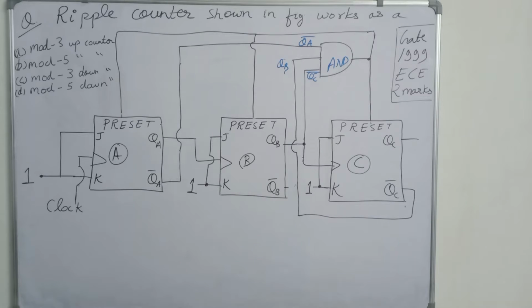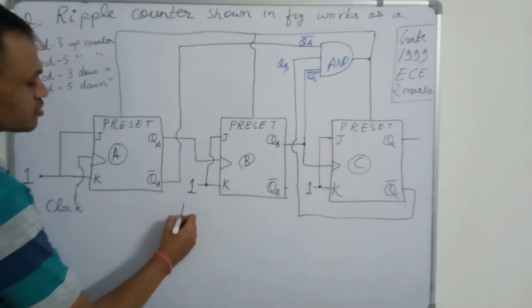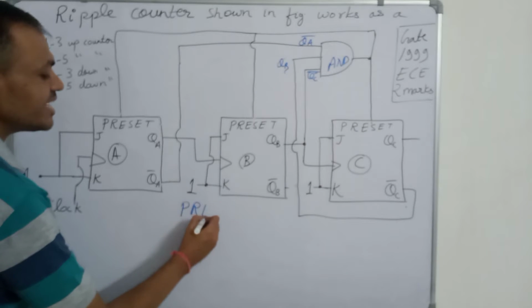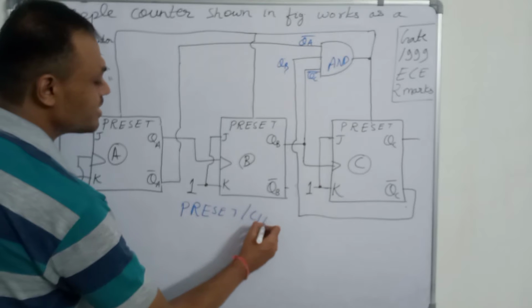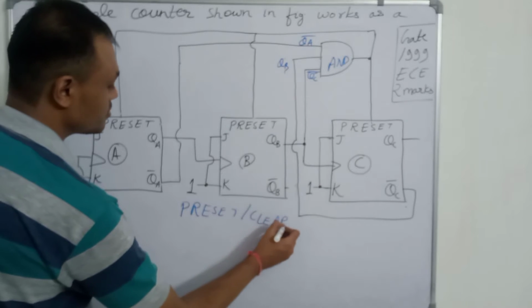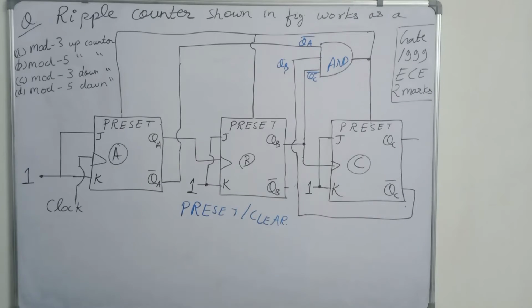So in any flip flop counters, either one of preset or clear input is used. Either preset will be used or clear will be used. Both cannot be used at the same time.